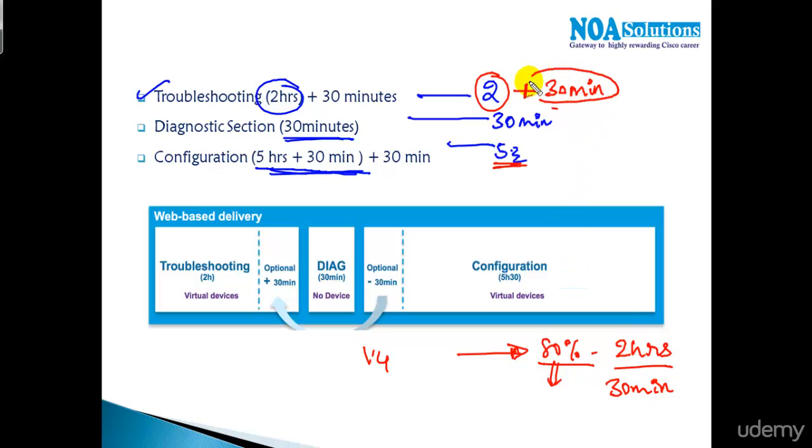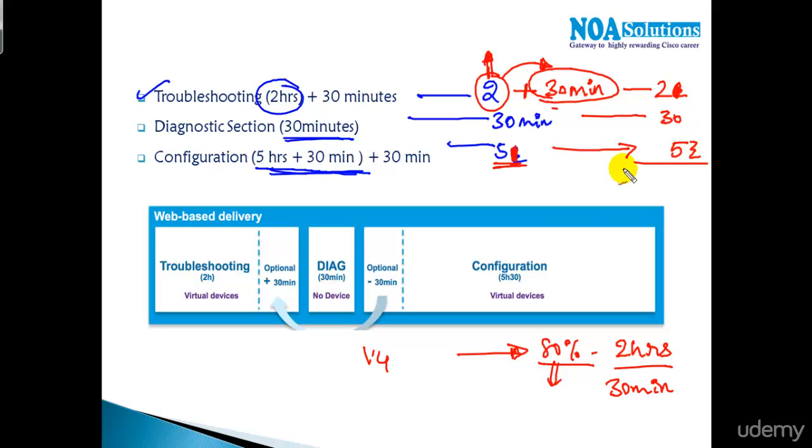You can get some extra 30 minutes for the troubleshooting section, which means in the troubleshooting section you have a minimum of 2 hours that you can utilize, and additionally you can use 30 minutes extra, but that 30 minutes will be deducted from your configuration section. So the entire duration will be 2.5 hours for your troubleshooting section and 30 minutes for the diagnostic section, and 5 hours for your configuration section.